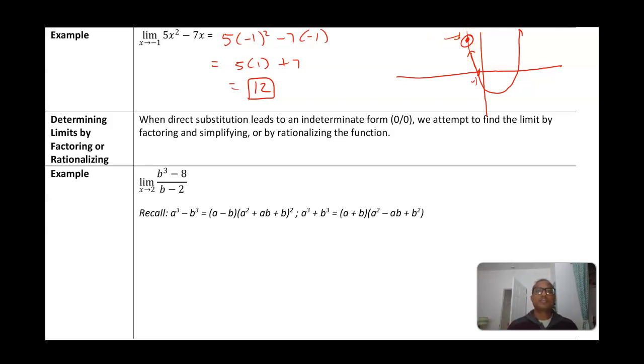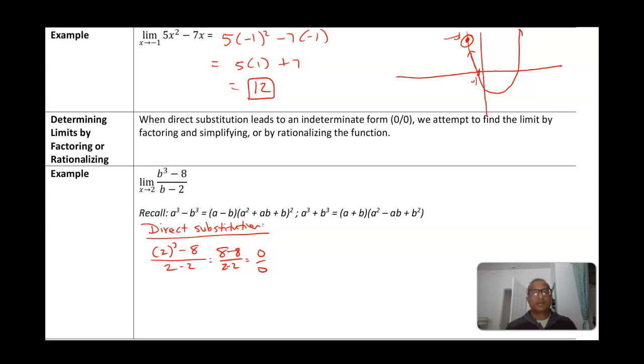Now, when direct substitution leads to an indeterminate form, which is 0 over 0, we attempt to find the limit by factoring and simplifying, or by rationalizing the function. So I'm going to talk about some tricks you can use. Let's take a look at the limit of b cubed minus 8 over b minus 2 as b approaches 2. First, let's try direct substitution. That's always going to be our first step. So for direct substitution, we're going to get the indeterminate form, which is 0 over 0.